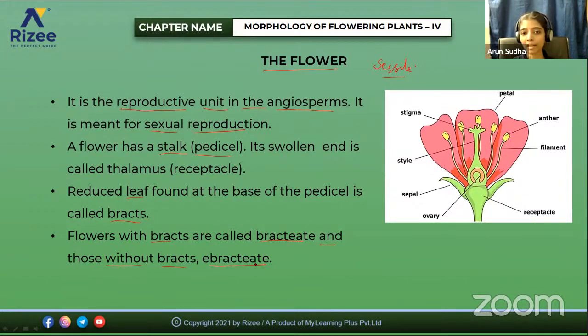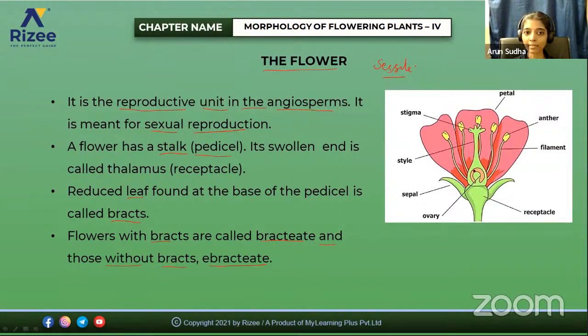So if you take a flower, there are different parts. You know that. So this is the pedicel. Then the swollen part is thalamus or the receptacle. And this is the sepal and this is the petal. The colorful part is the petal. And this is the androecium or the male reproductive part, that is stamen. And this is the pistil or carpel, the female reproductive part. So we'll see in detail about the structures of different parts.